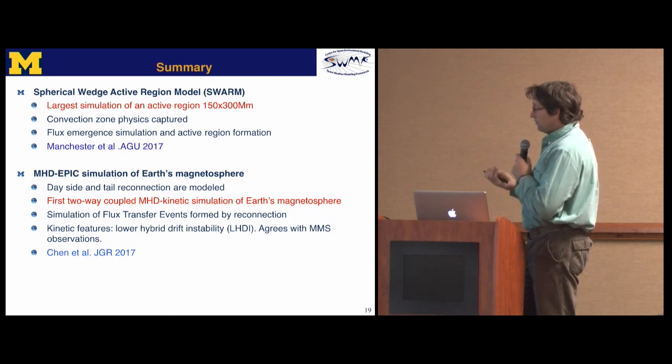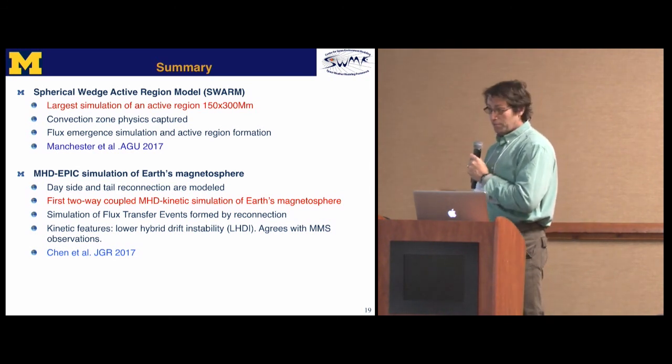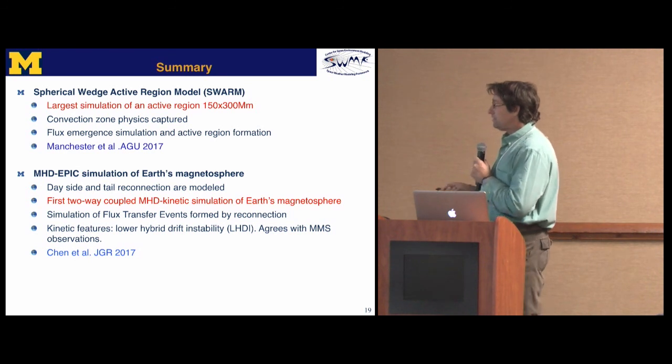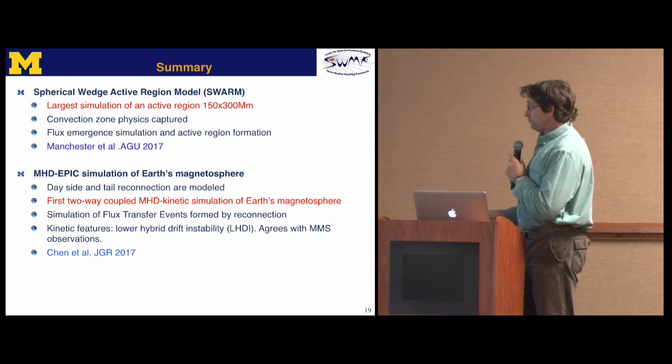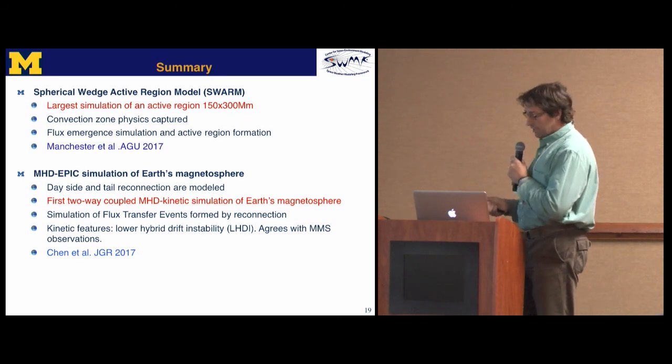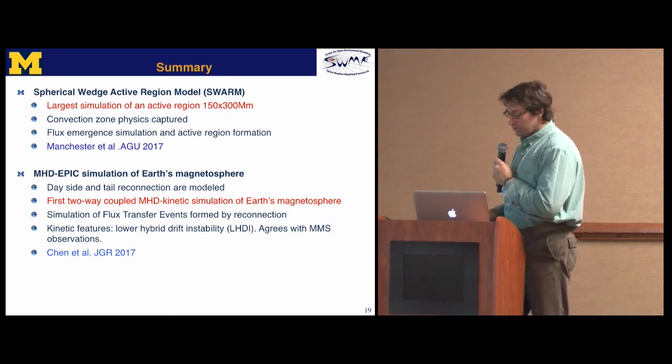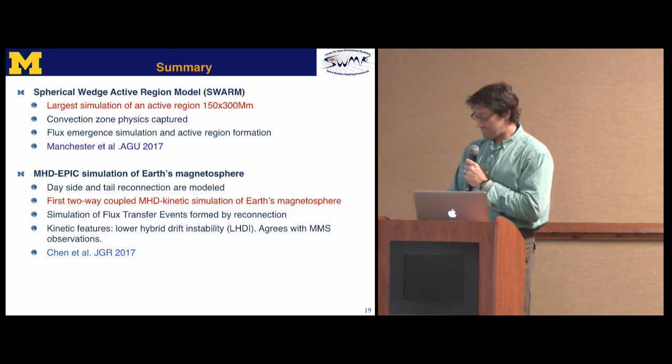As well, we also showed reconnection in the tail region of the magnetosphere, which is essential for the driving of geomagnetic storms. And a key feature of this is how we also get the kinetic instability, such as the lower hybrid drift instability.